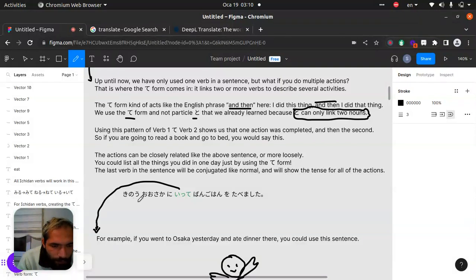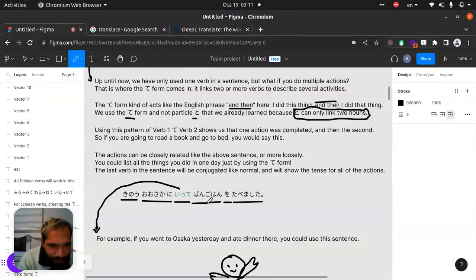So in this case, we have here: kinou, Osaka ni itte, bangohan o tabemashita. Okay, this is past tense. We went to Osaka, and then you did what?